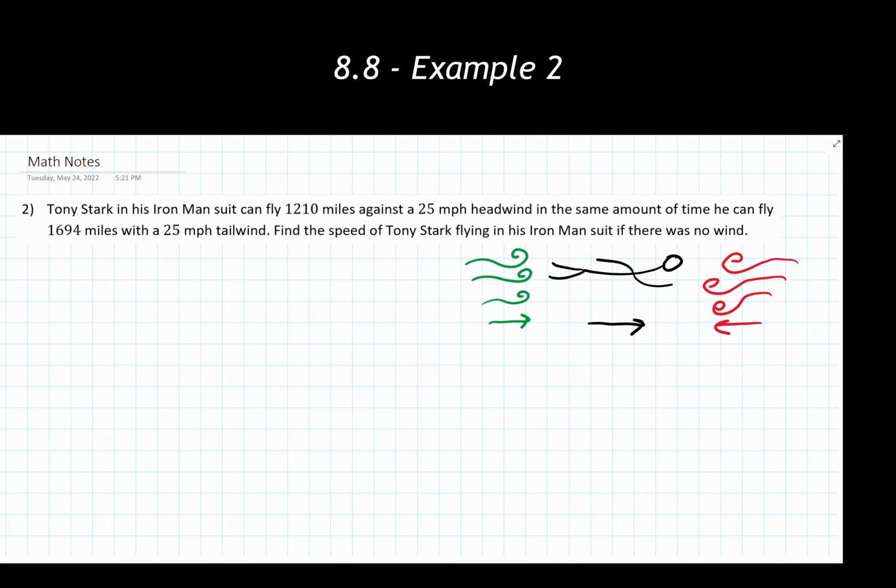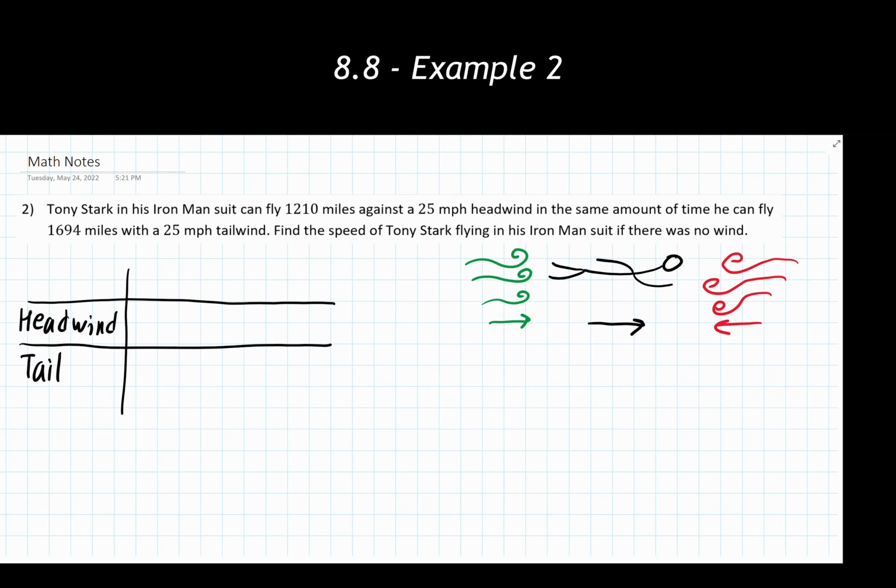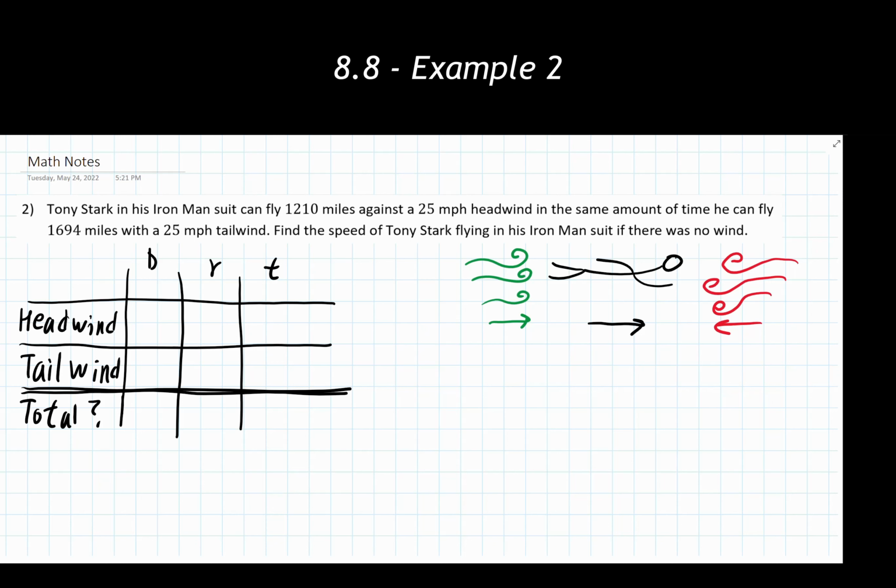So like we did previously, I think it's very helpful to set up a table with this, just to organize our work, organize our thoughts a bit. So we have, the first one was listed with the headwind. And the second one that was listed was the tailwind. Maybe I'm going to have totals showing up. Sometimes we will, sometimes we won't. It depends on the problem. Now we'll make our columns for our distance, our rate, and our time right here.